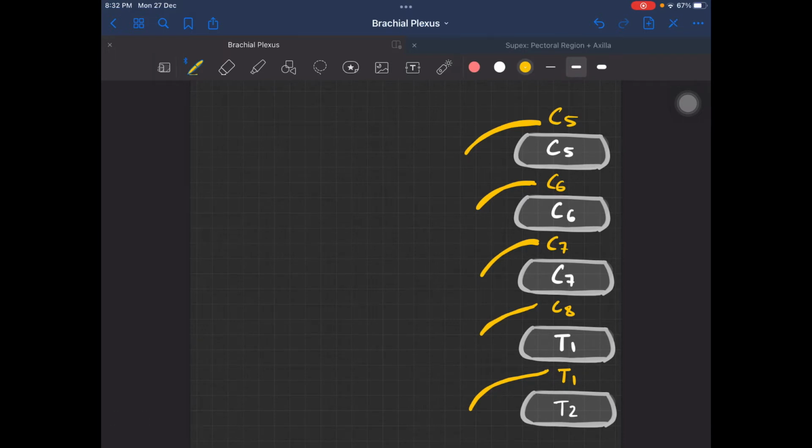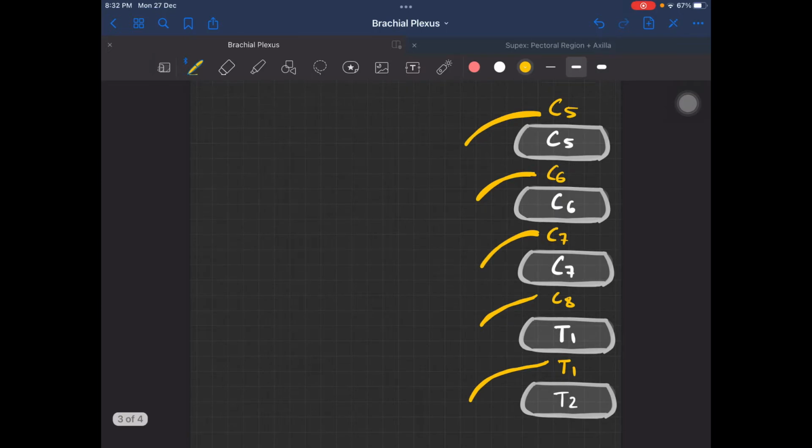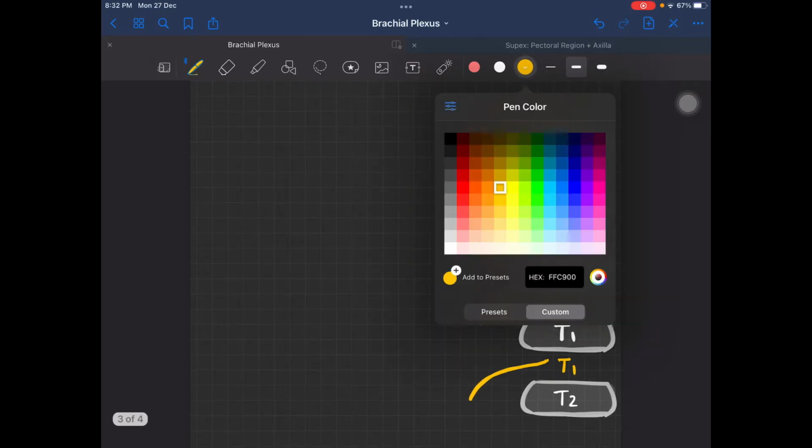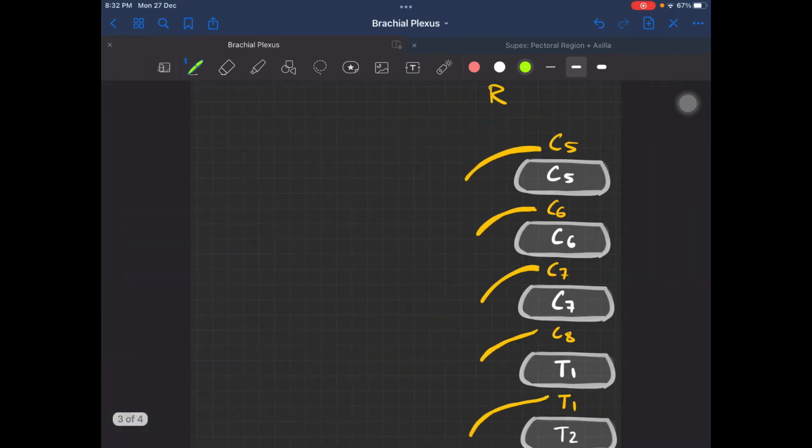So in yellow I have drawn the roots. Let me write R. Now some of these roots will converge to form the trunks, because Randy Travis, trunks. C5 and C6 converge to form the upper trunk.